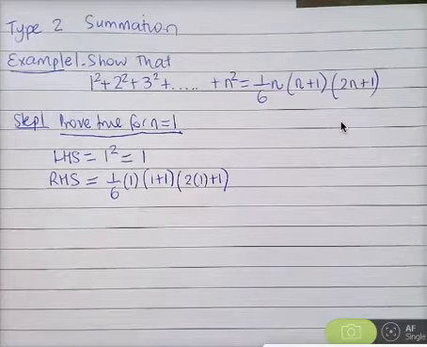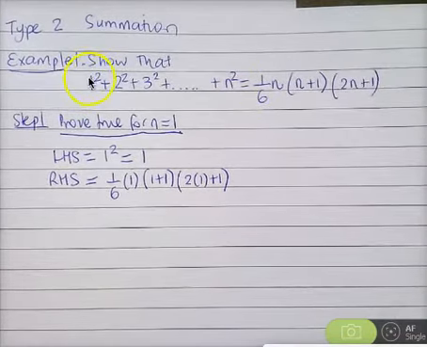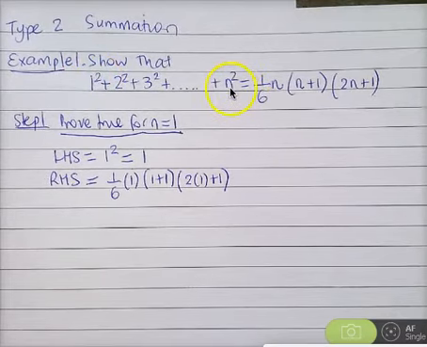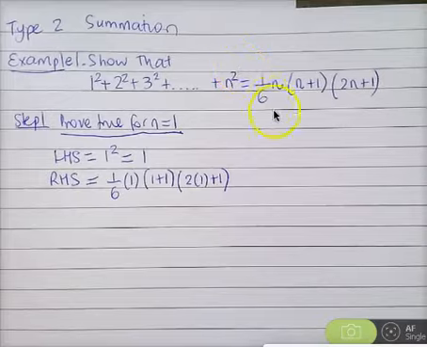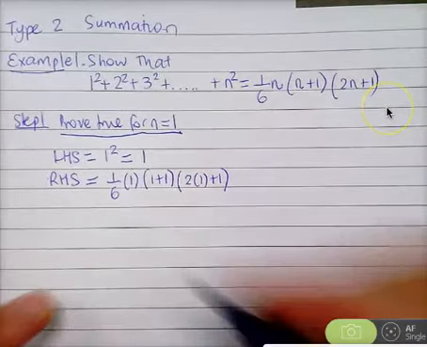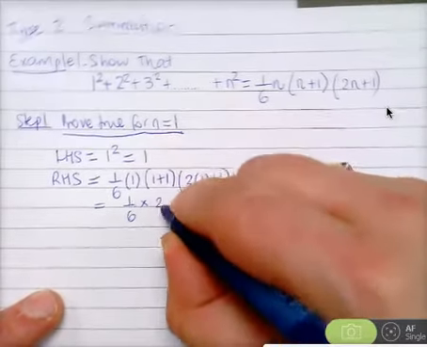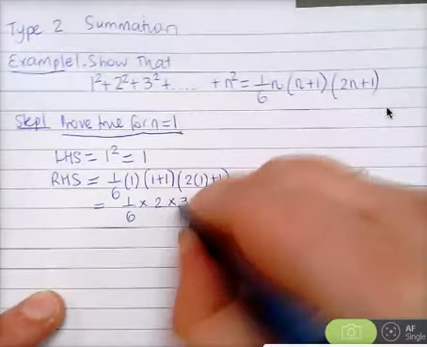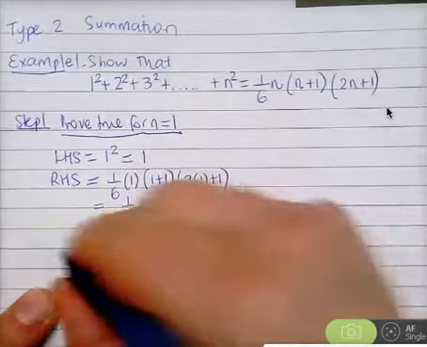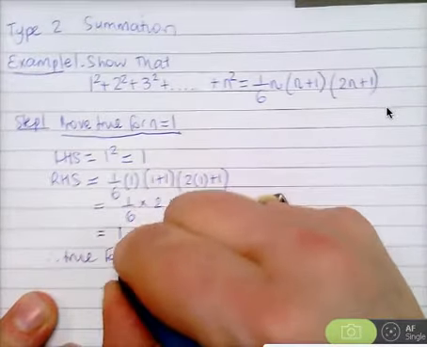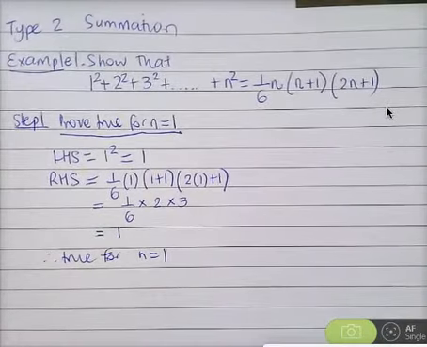So what we're doing is proving true for n is 1. For your first term, you've got 1 squared. On the right-hand side, you've got 1/6 times 1, times (1 plus 1) which is 2, times 3. And what's that equal to? 6 on 6, which is 1. Therefore, true for n equals 1. So we've proven the result for n is 1.